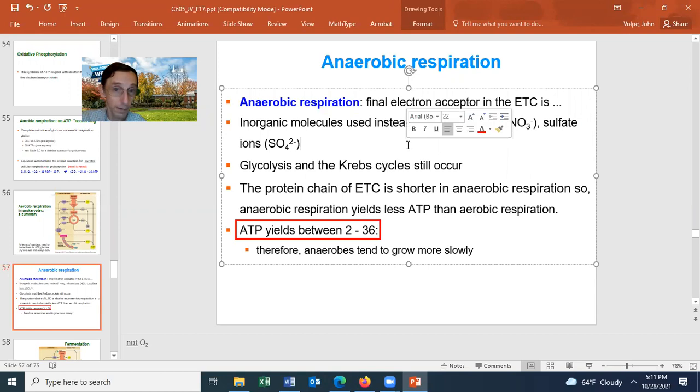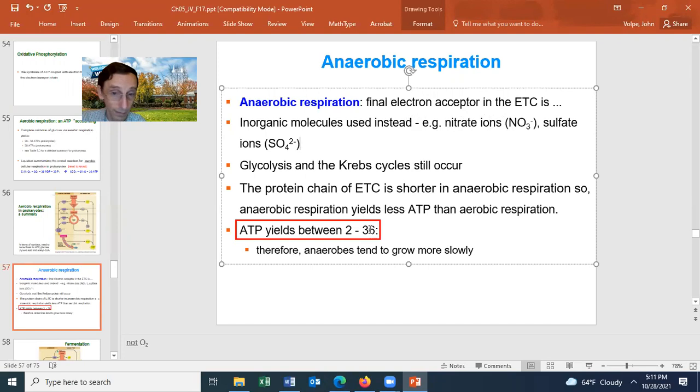Some of them are very good and can generate 36 molecules of ATP. Remember, in eukaryotes, it's 36 to 38 ATP, and in prokaryotes, for aerobic respiration, I should say, they can generate 38. So 36 is really close to 38 ATP. Any questions about that?